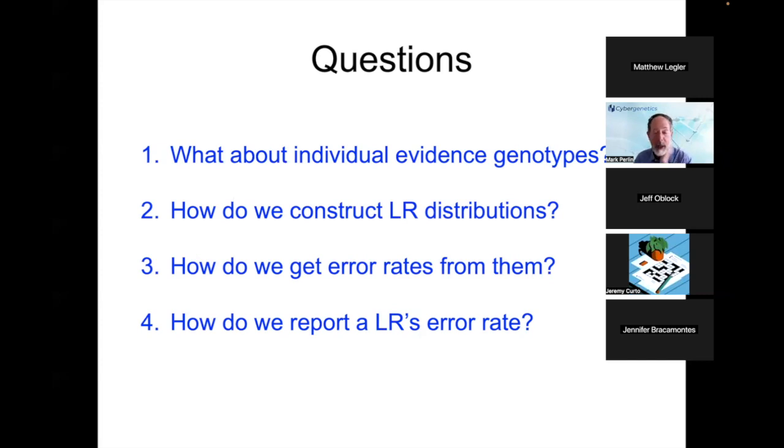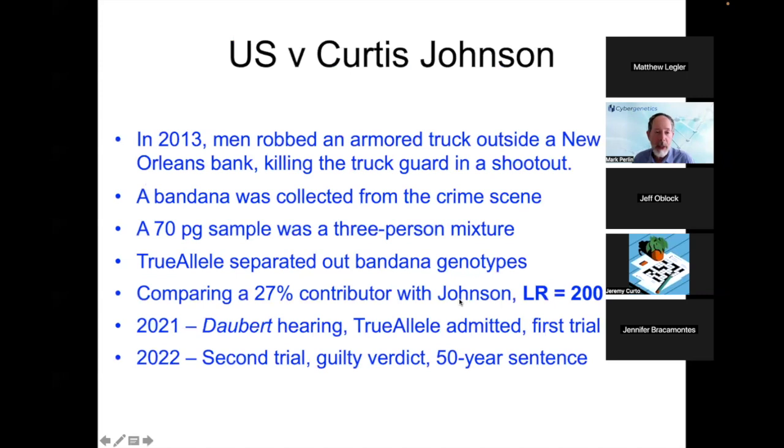So to make this concrete, let's start with a case that we worked on. Next slide. For a federal prosecutor. This is US versus Curtis Johnson in Louisiana. In 2013, there was an armed robbery outside of a bank. The truck guard was killed in a shootout. There was a bandana collected from the crime scene. There was a 70 picogram sample run by the lab that was a three-person mixture. TrueAllele separated out the bandana genotypes, and comparing a 27% contributor with Mr. Johnson, the likelihood ratio was 200.